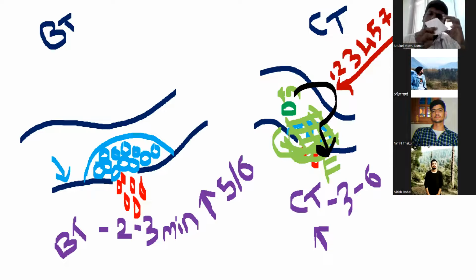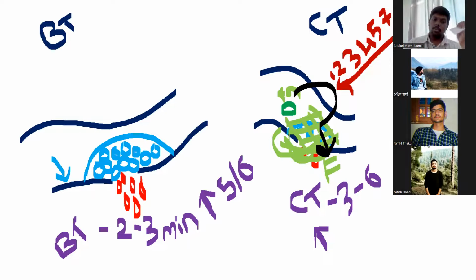Then similarly, I will take drops every 30 seconds until I don't see any drop on the filter paper. The time where I don't see any blood drop, at that time I will stop my stopwatch and take the reading. So this is like 50 seconds. So it is under normal bleeding time. So this is how we will do the bleeding time.